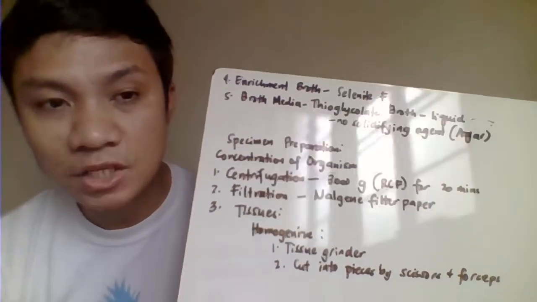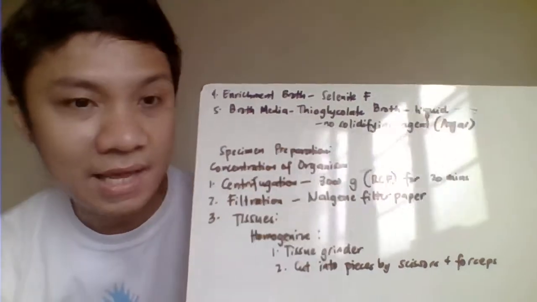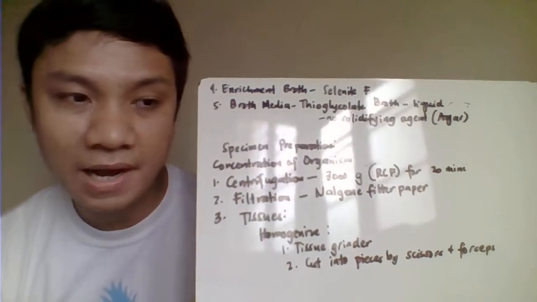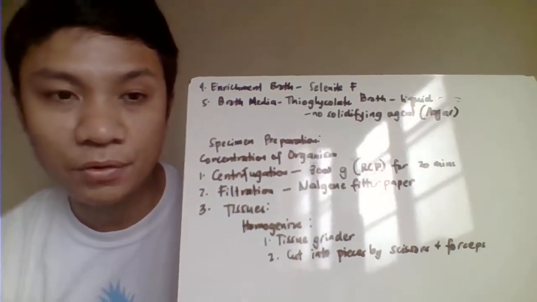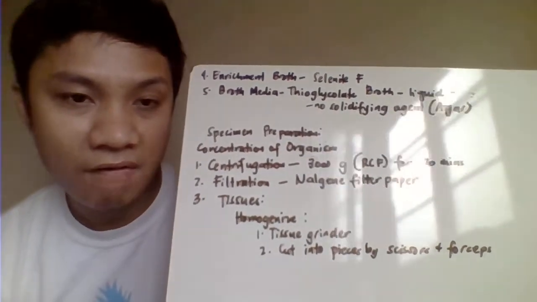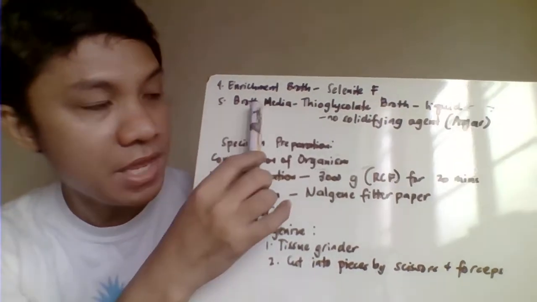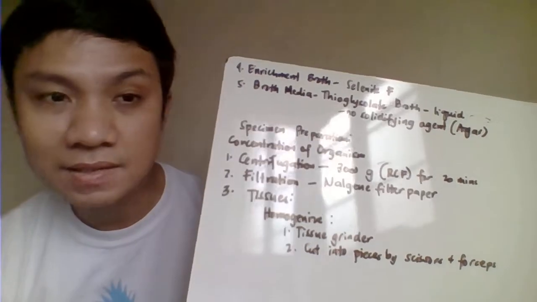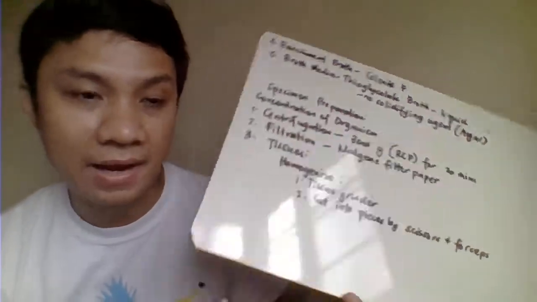What makes this one enrichment? Because you add selenite F, which is a dye. It inhibits the growth of lactose fermenters and allows the growth of non-lactose fermenters. Another broth media is thioglycolate. Again, they are liquid. They are not solidified like agar. Okay?